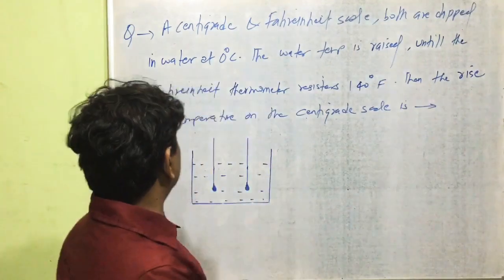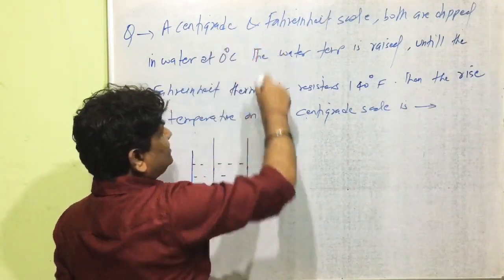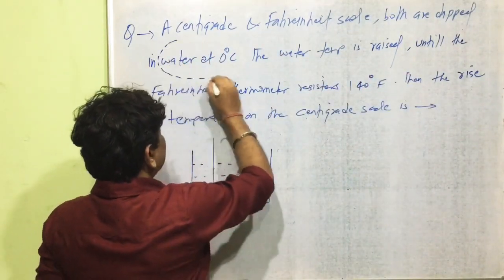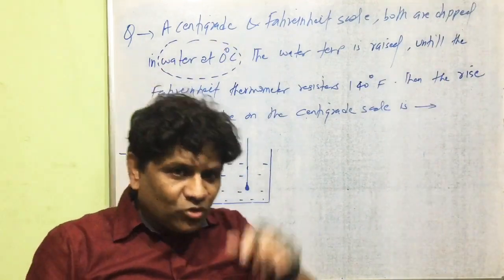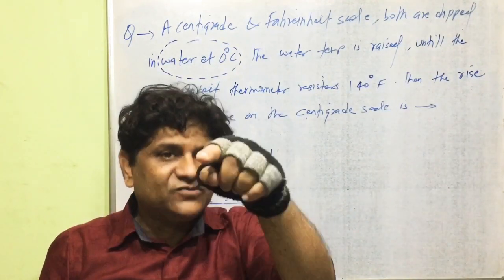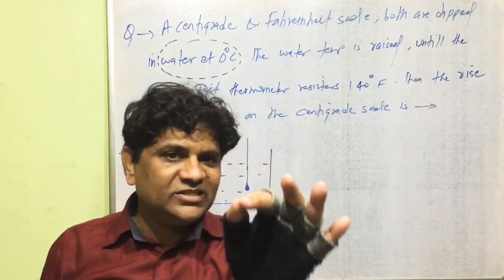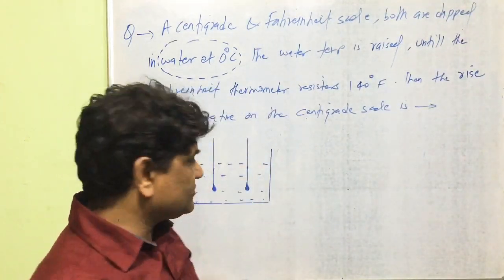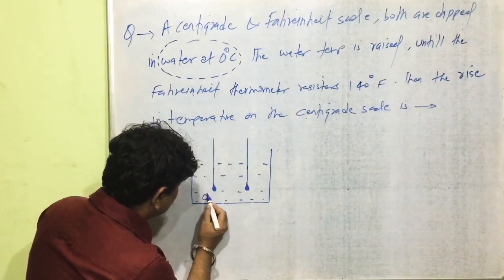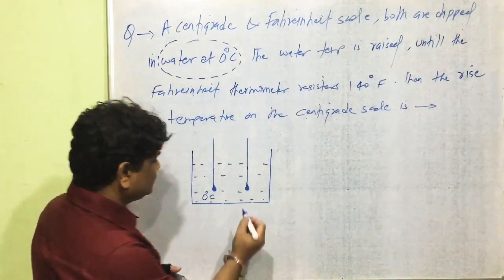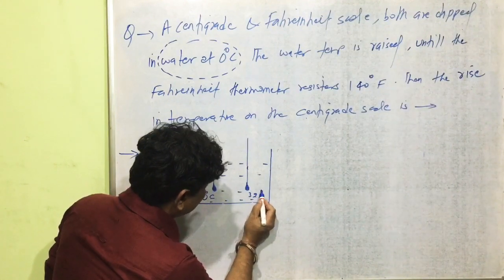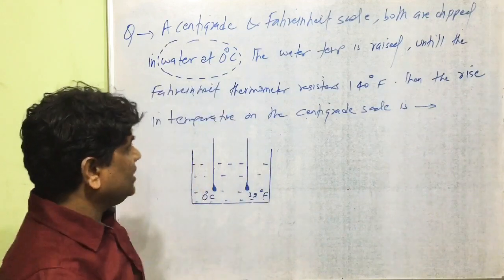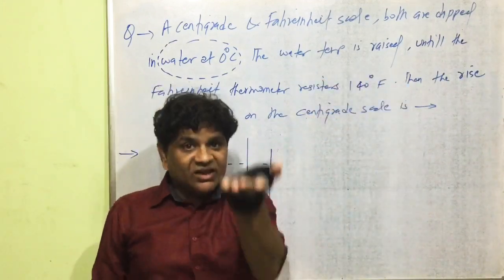Now, one thing is mentioned in the question here: a centigrade and a Fahrenheit scale are both dipped in water at 0 degrees Celsius. What does this mean? When both thermometers are dipped in water at 0 degrees Celsius, that will be the lower fixed point of both scales. The lower fixed point on the centigrade scale is 0 degrees Celsius, and the lower fixed point on the Fahrenheit scale is 32 degrees Fahrenheit. Now the water temperature is raised.